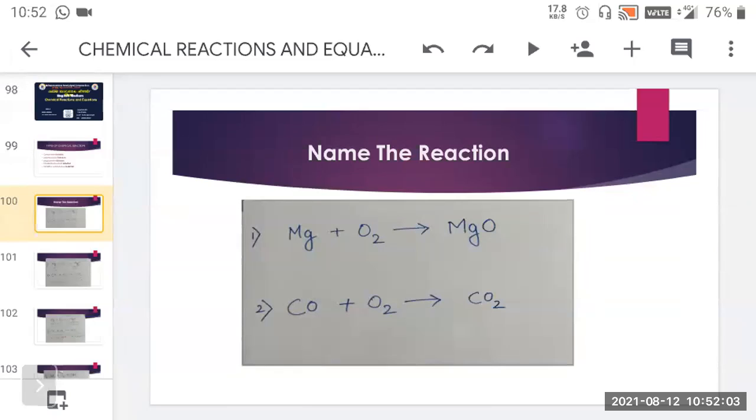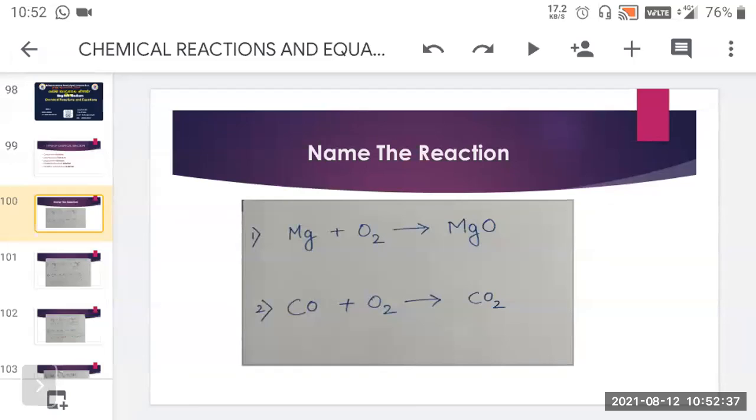Now our first reaction is the combination reaction. And what does the combination reaction say? That 2 reactants will be there and 1 product. So the trick for the combination reaction is 2 reactants and 1 product. Here you can see on the reactant side there are 2 reactants, whereas on the product side there is only 1 product. So that shows that this reaction is a combination reaction.